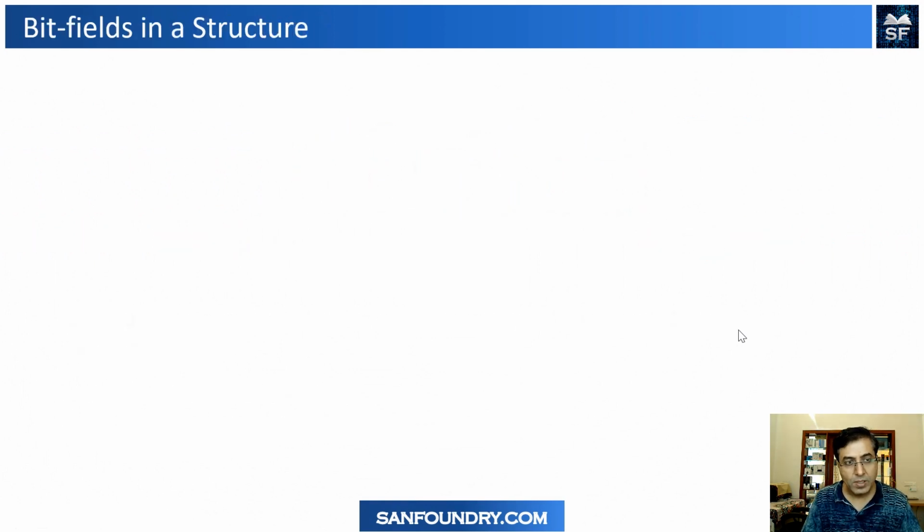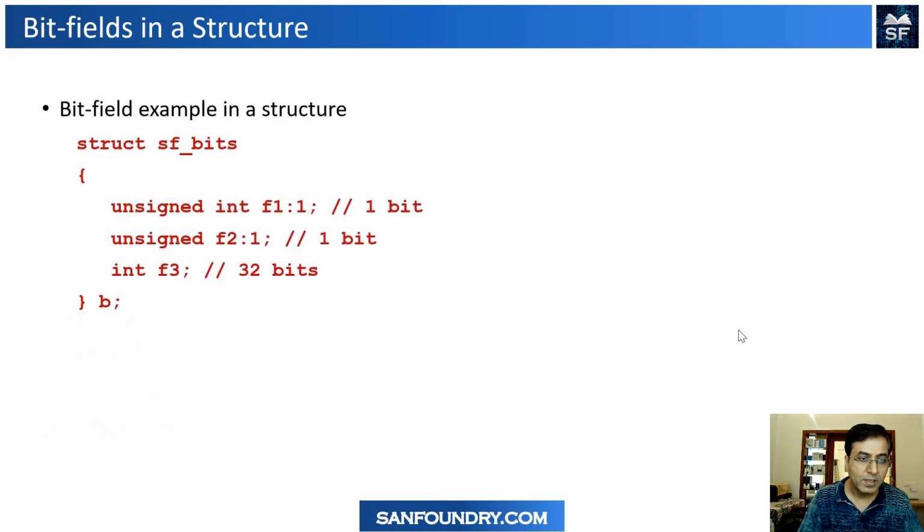All right. Now when we talk a little more about bit fields in a structure, we have to understand some more details. Suppose we have a structure SF bits, and here you will see that we have an unsigned integer field F1 with only 1 bit requirement, terminated with a semicolon, and then unsigned F2 with 1 bit requirement, terminated with another semicolon, and then a full integer F3.